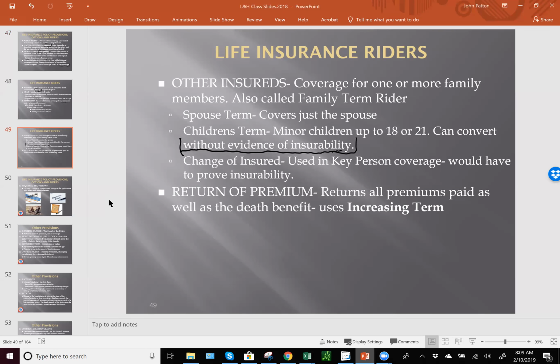And then the last rider for right now is called a return of premium rider. Remember earlier, we talked about the return of premium rider, and we said the only time that you would ever pick it as an answer, or vice versa here, is when increasing term insurance is a part of it. But remember, once that rider is added to a policy, instead of it being level term, it becomes increasing term.